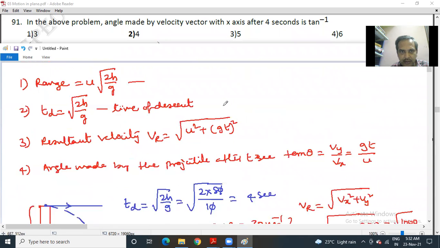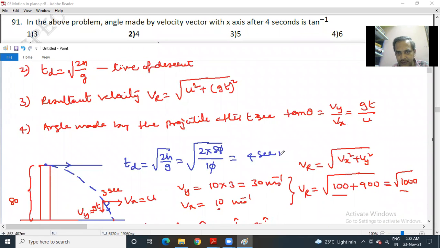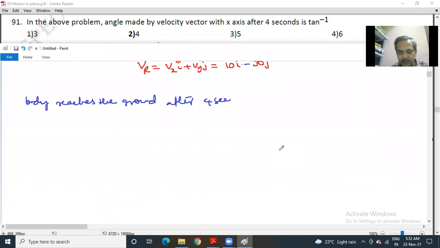So we have got the time of descent is 4 seconds. Now after 4 seconds, let us find out what is going to be its velocity. Vy is equal to gt. g is 10, t is 4 seconds. It will be 40 meter per second.